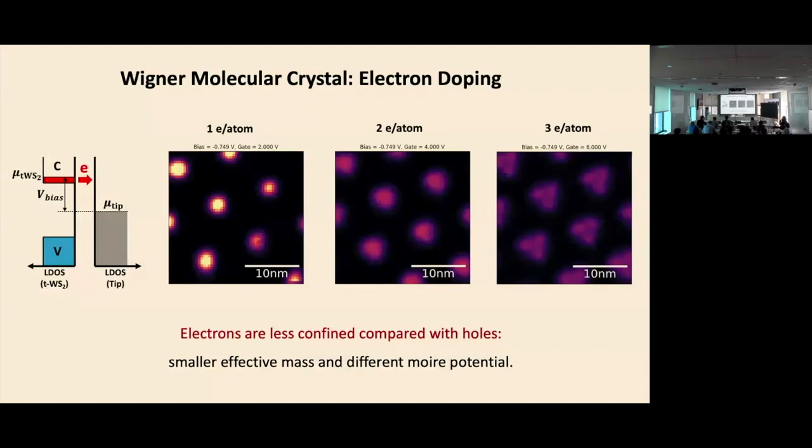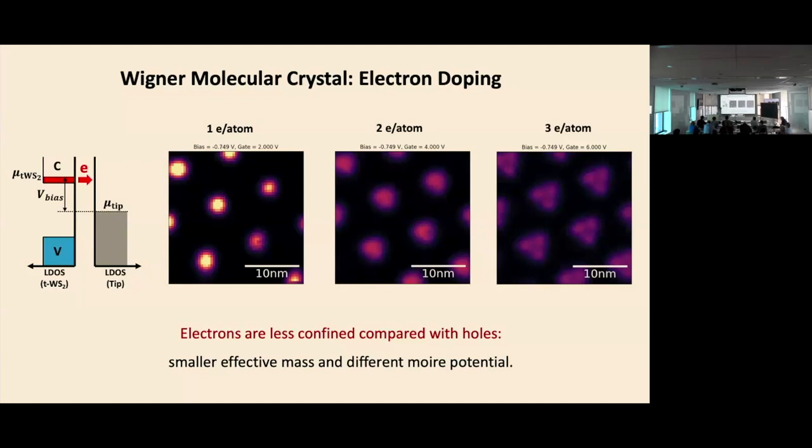For the electron side, we think the electron is likely to be at the K doping, so the potential will not be as strong. We basically find that 1 electron is like this, and 2 electrons spread out a little bit, and 3 electrons also show a triangle-like thing, but it's not as obvious as on the hole side. So the difference is basically that the effective mass as well as the Moiré potential are slightly different between the electron and the hole side.